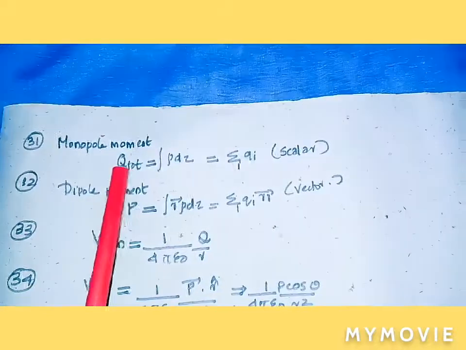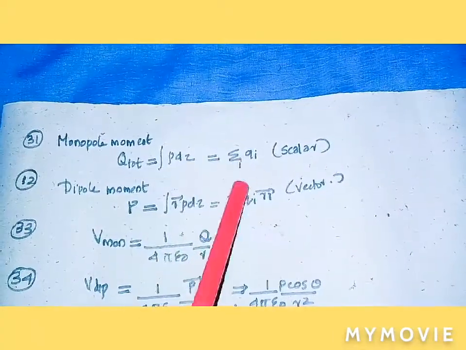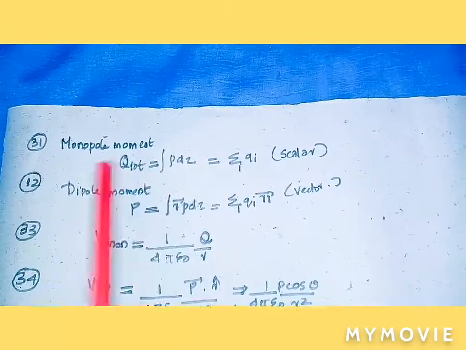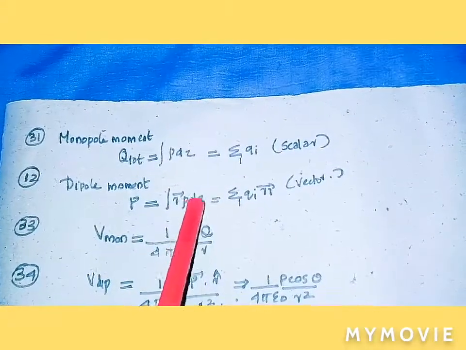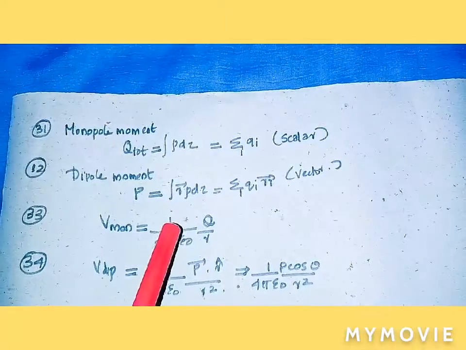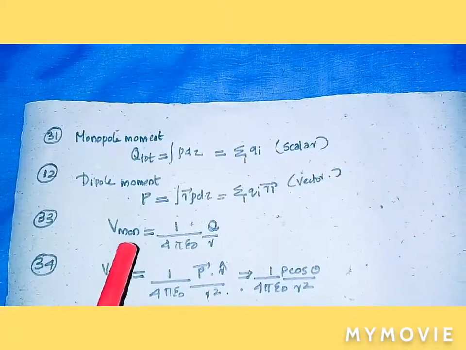Monopole moment is equal to Q total, that is integral rho d tau, which is summation over i of Qi. Monopole moment is a scalar, the total charge. Dipole moment P is equal to integral R bar rho d tau, which is summation over i of Qi Ri. Charge into displacement, that is a vector.